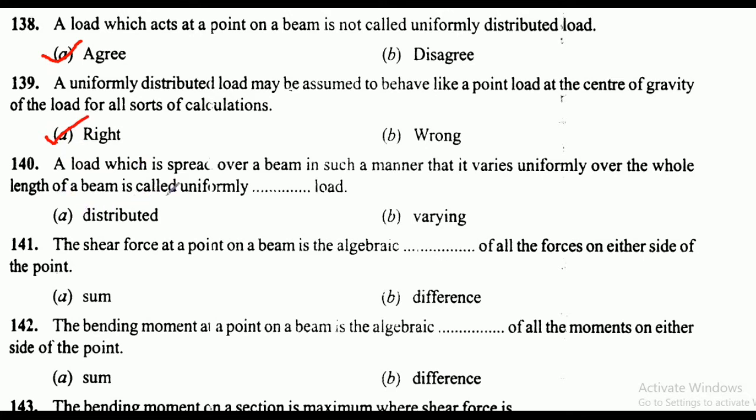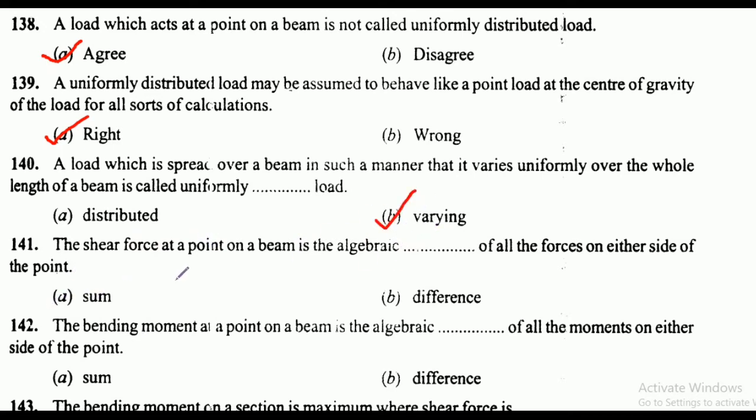A load which is spread over a beam in such a manner that it varies uniformly over the whole length of a beam is called uniformly dash load. Here options are distributed or varying. Here friends, correct answer is option B, that is uniformly varying load.